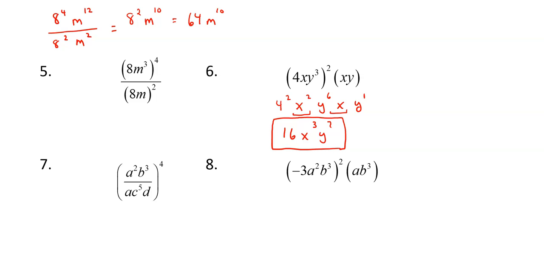Number 8 has a little piece of information I want to pass along to you. That negative 3 gets raised to the second power, right? So that negative 3 gets raised to the second power. The a squared gets squared, so I get a to the 4th. I've got b to the 6th. I've got an a and a b cubed. When you square negative 3, you get positive 9, right? A negative times a negative is a positive.